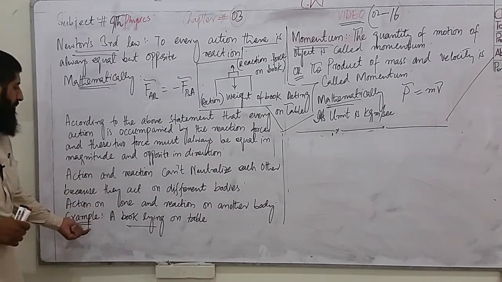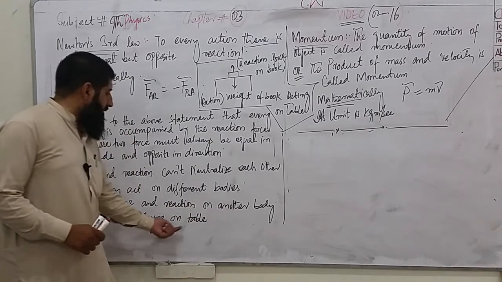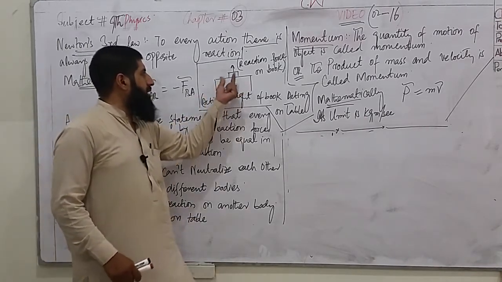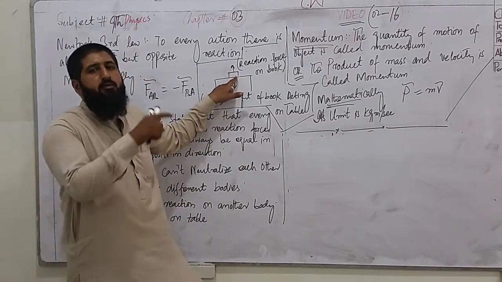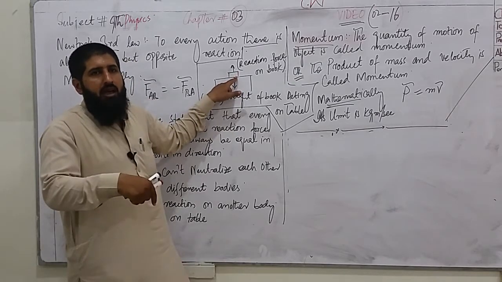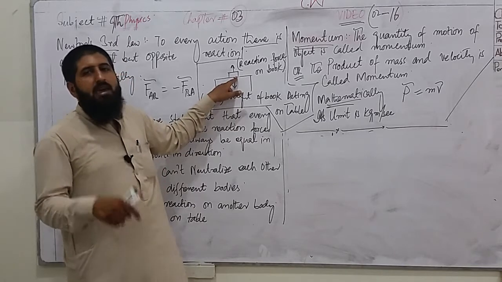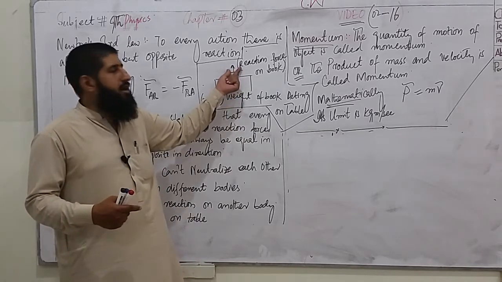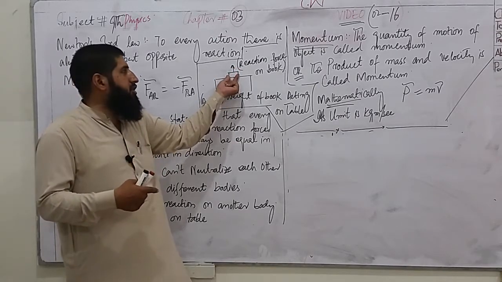One of the best and simplest examples is a book lying on a table. For example, here is a table, and a book is lying on it. Now the weight of that book acting on the surface of the table is considered to be the action. And as a reaction, the table exerts a force on the book. That is considered to be the reaction.